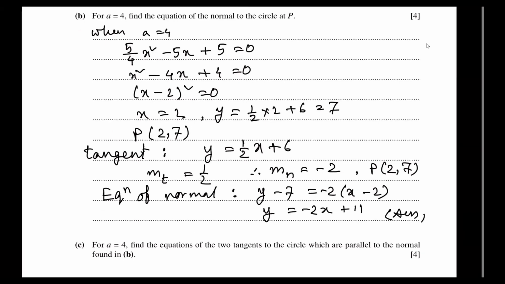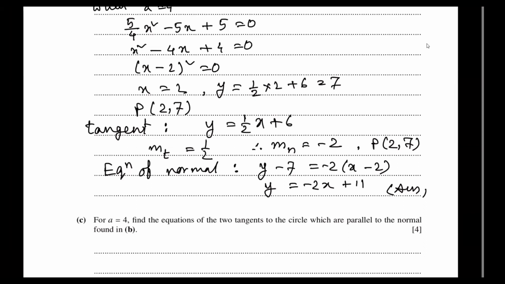Okay, and the next part: for a equal to 4, find the equation of the two tangents to the circle which are parallel to the normal found in part b. So the gradient of the tangent is minus 2.